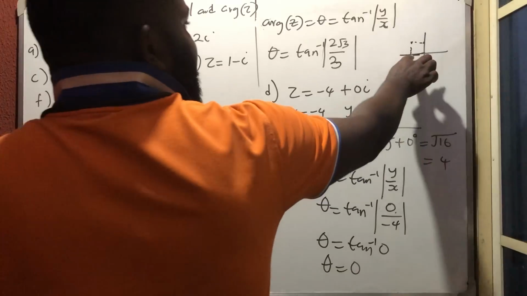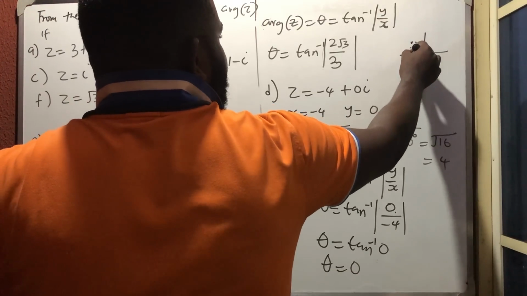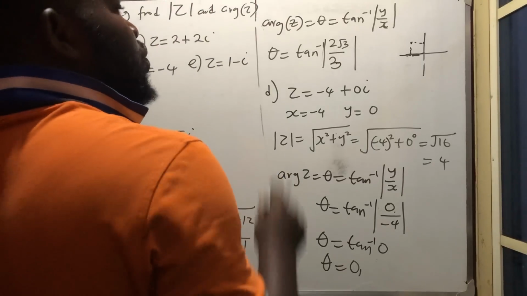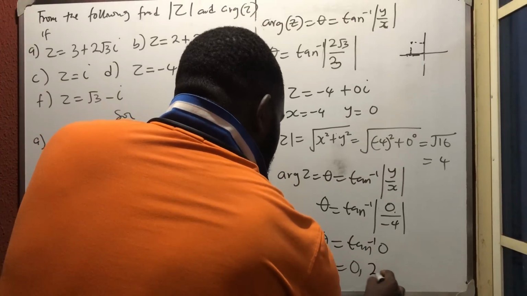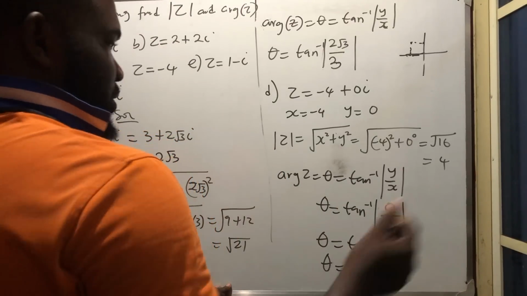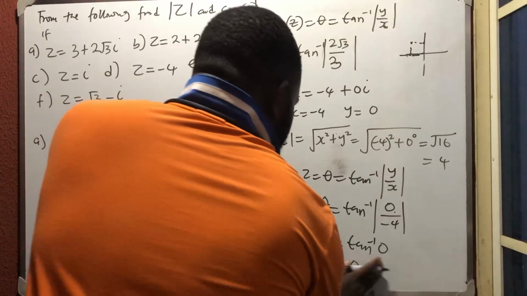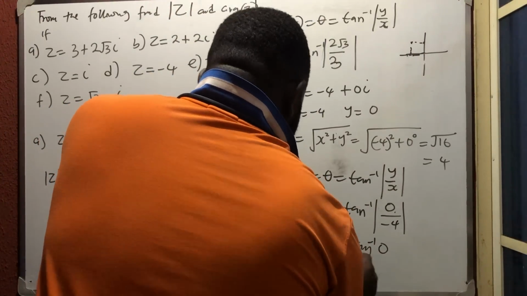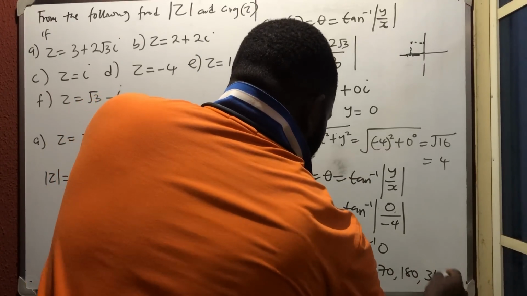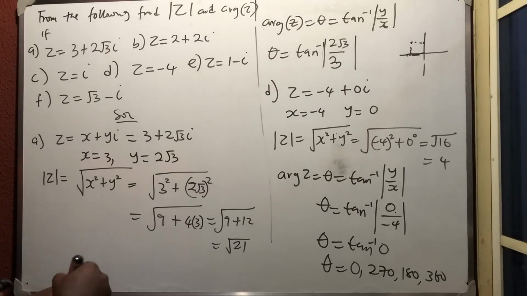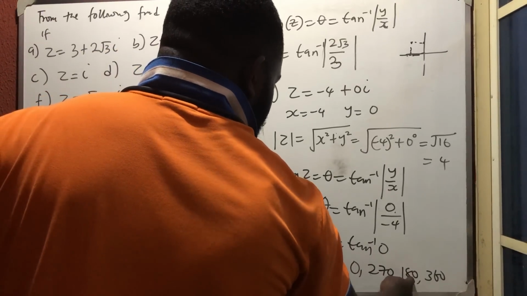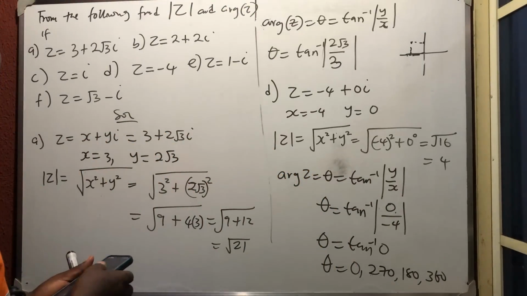But my x is negative. So since my x is negative, it's going to fall within 270, in fact 180 or 360, or even 270. So you can check it: 270, 180, 360. Check anyone that can give you 0, and then that is the answer. Just check tan of this is 0, tan of this is 0. So let us just check it.